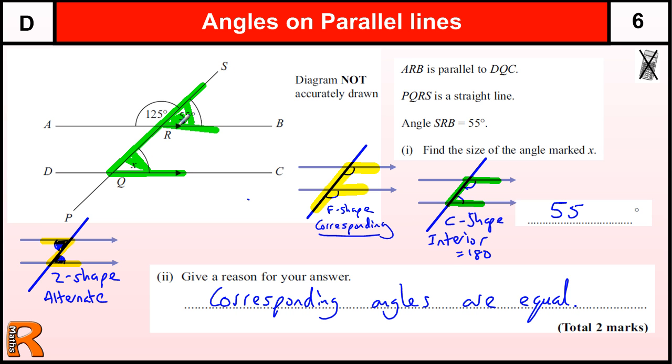But essentially what it boils down to is in this diagram there are only two different angles, one large one, one small one.